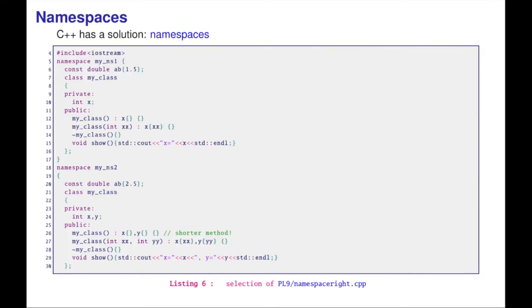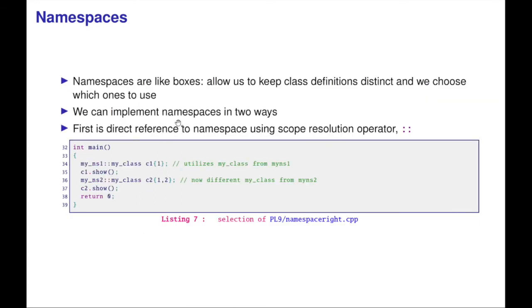It's called a namespace. So if you wrap around each of these classes a namespace, which is different, namespace my_ns1, namespace my_ns2, not the best variable names ever, but it works. It shows me what I'm doing over there, and you can clearly see what happens over there, and that all works perfectly fine. The reason is a namespace is like a container, a box. It allows us to keep class definitions distinct, right? They're in separate boxes, and we can choose which one to use.